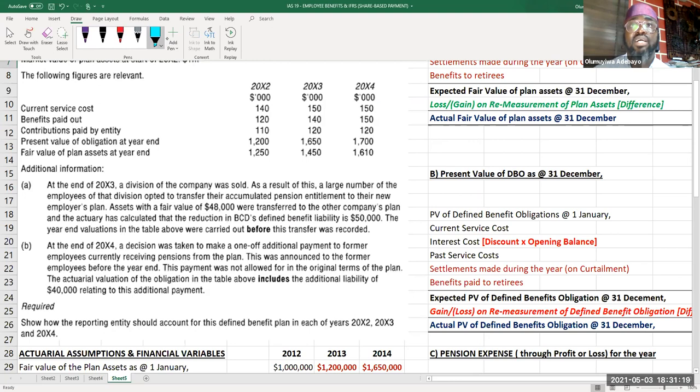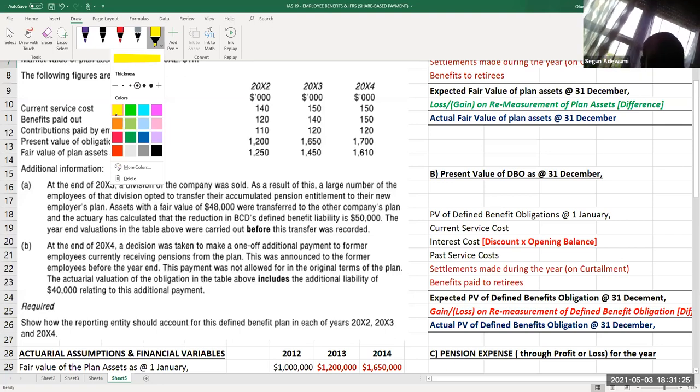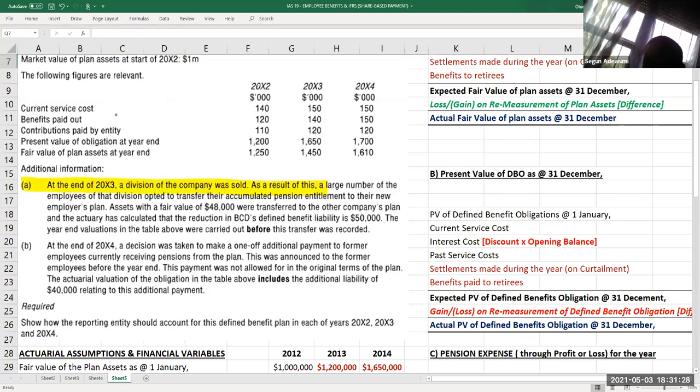Shegun, can you read it out? Information on curtailment. Okay, sir. Abimbola, please keep quiet. Over to you.